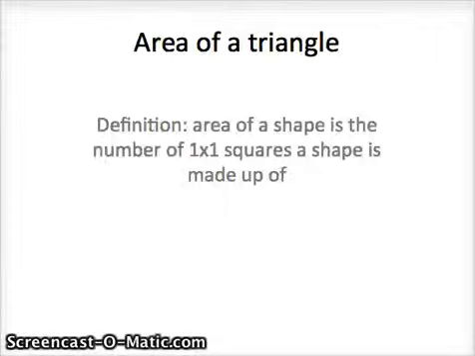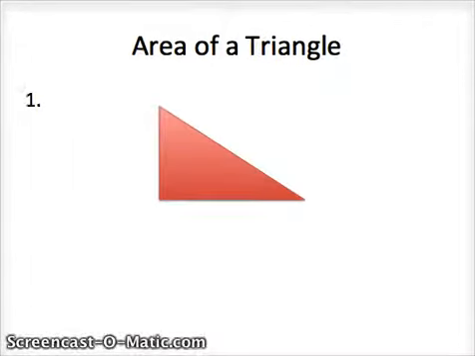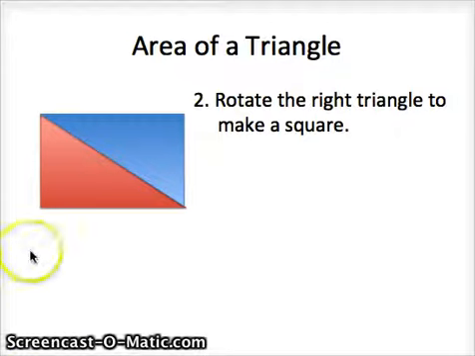We are going to be finding the area of a triangle. So the definition of the area of a shape is the number of 1 by 1 squares that the shape is made up of. So here's the first triangle that we'll be working with. In order to find the area, we can rotate the triangle over to make it a square.